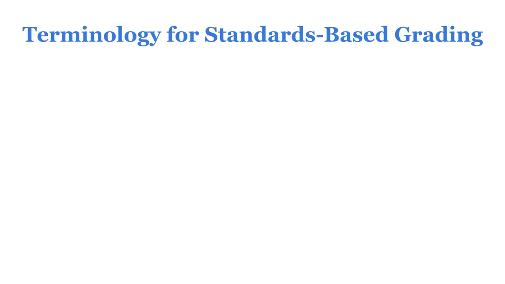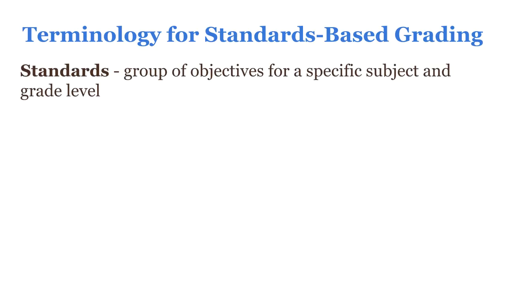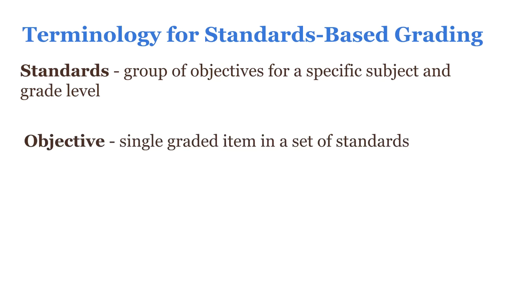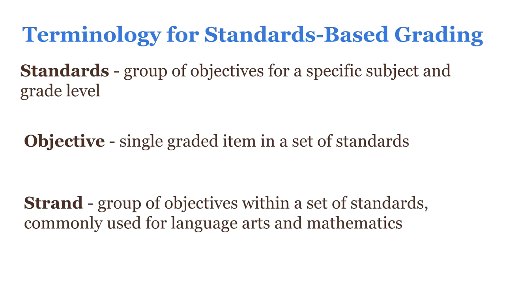Before we continue, let's review some terminology for standards-based grading. Standards are a group of objectives for a specific subject and grade level. Objectives are a single graded item within a set of standards. A strand is a group of objectives within a set of standards, commonly used for language arts and mathematics.